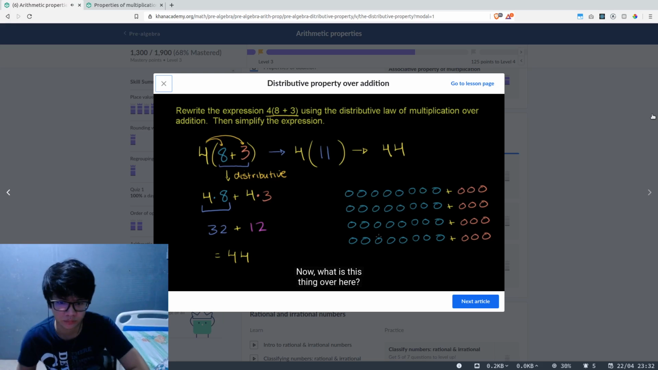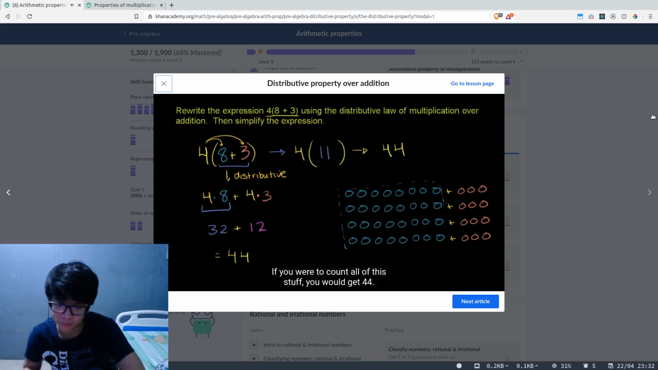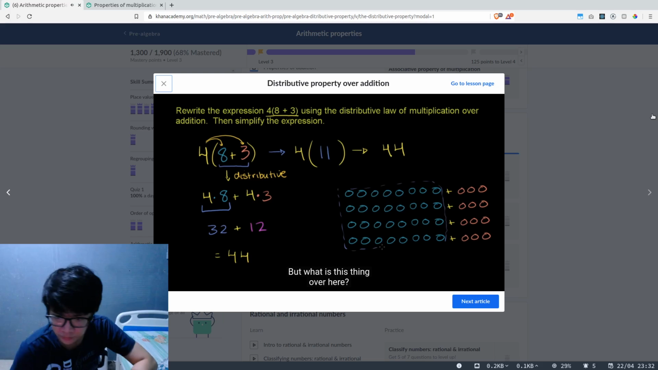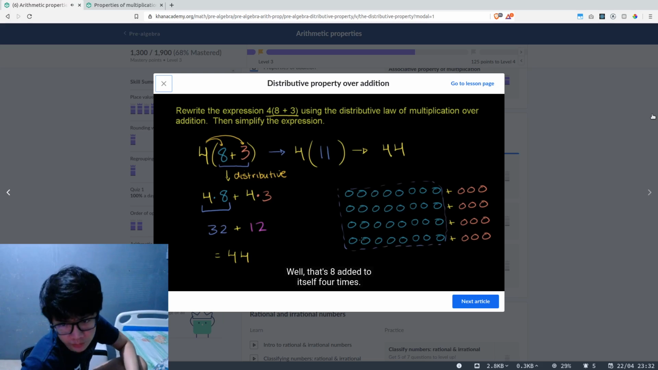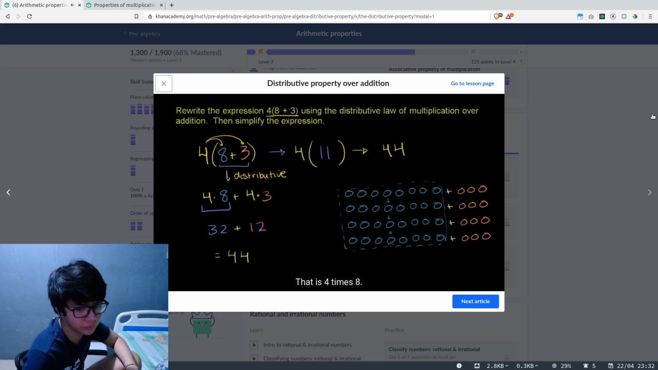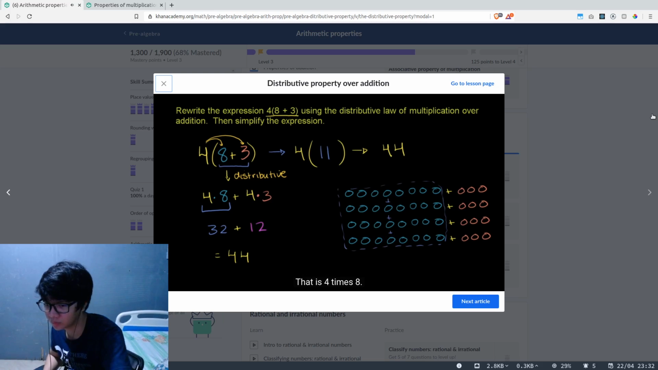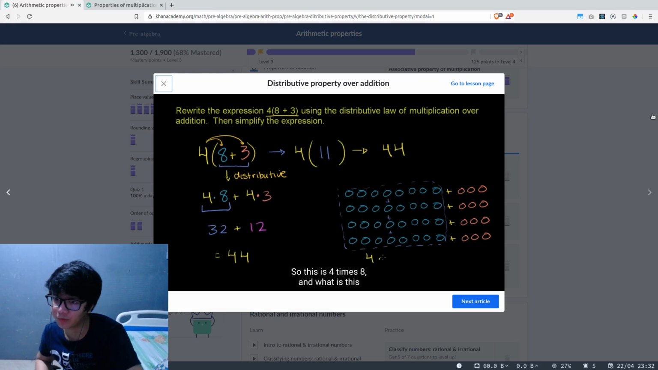Now, what is this thing over here? If you were to count all of this stuff, you would get 44. But what is this thing over here? Well, that's 8 added to itself 4 times. You could imagine you're adding all of these. So what's 8 added to itself 4 times? That is 4 times 8. So this is 4 times 8.